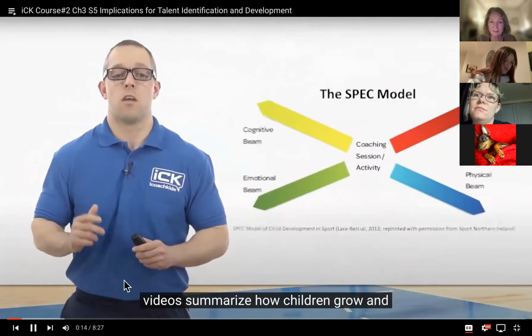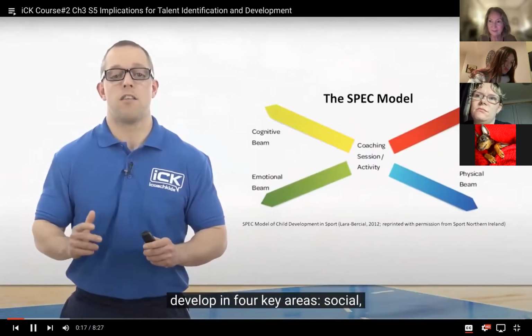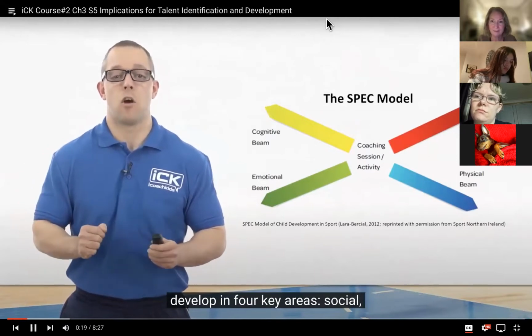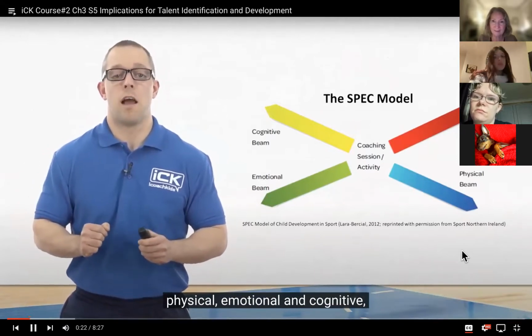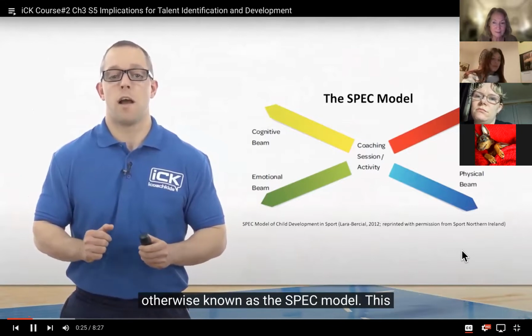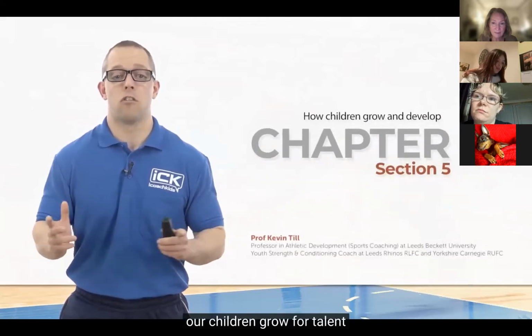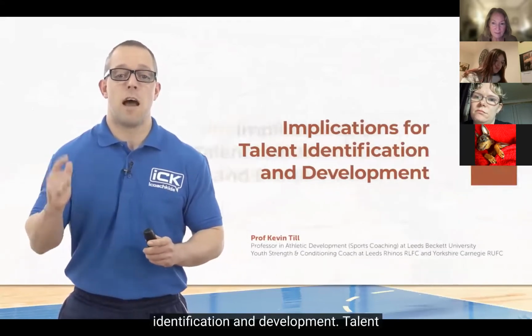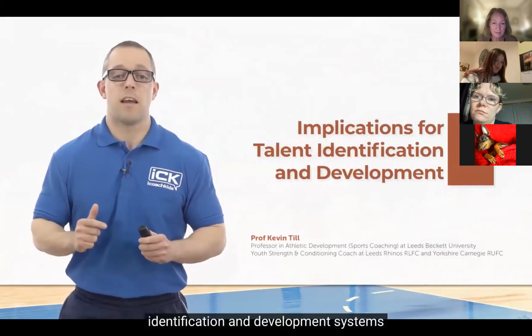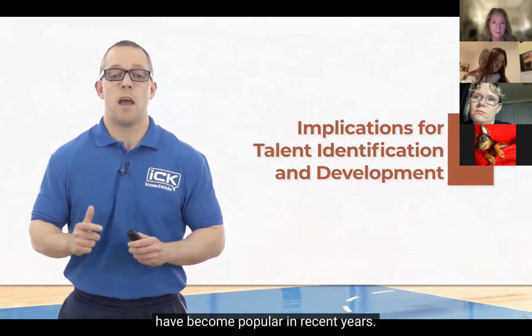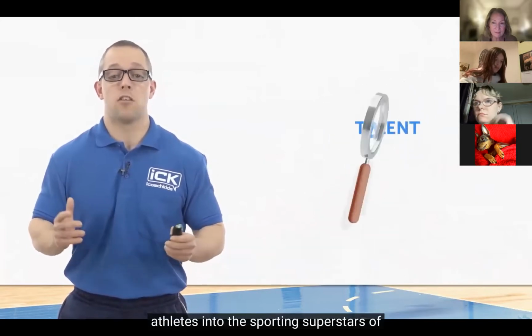Hey coach, welcome back. The previous videos summarised how children grow and develop in 4 key areas: social, physical, emotional and cognitive, otherwise known as the SPEC model. This video will look at the implications of how children grow for talent identification and development. Talent identification and development systems have become popular in recent years. These systems aim to help find and nurture young athletes into the sporting superstars of tomorrow.